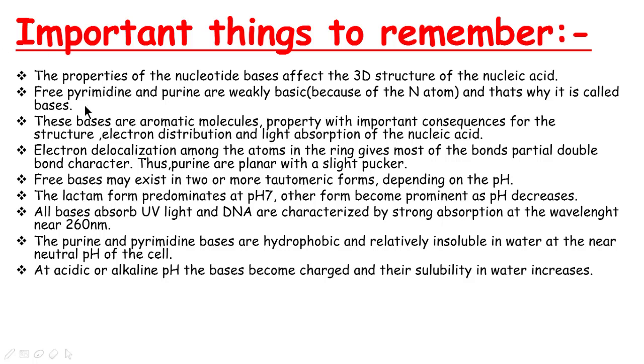Free pyrimidines and purines are weakly basic because of the N atoms. That is why they are called bases. These bases are aromatic molecules, a property with important consequences for the structure, electron distribution, and light absorption of the nucleic acid. What are the light absorbing functional groups present in the nucleic acid structure?